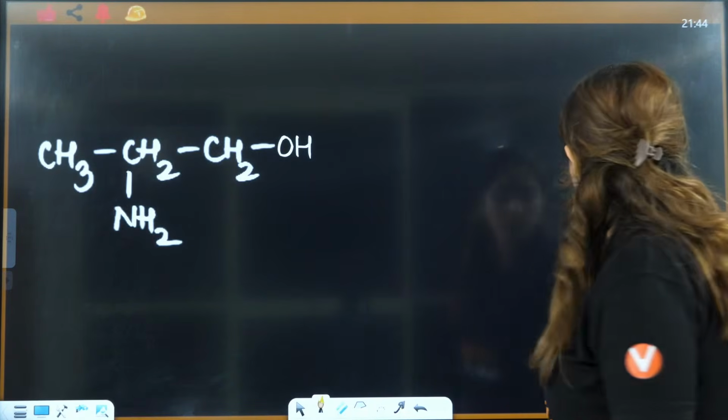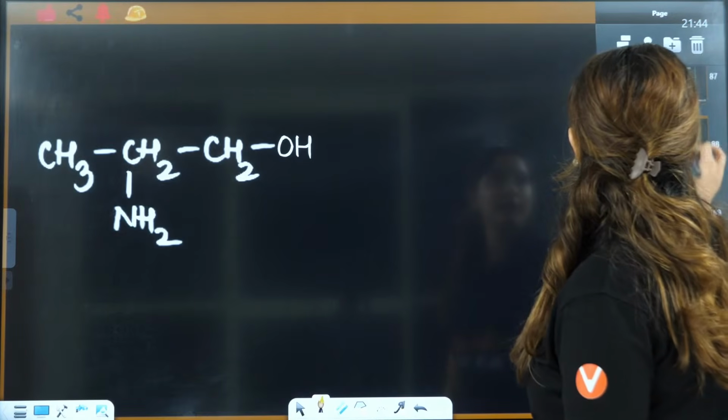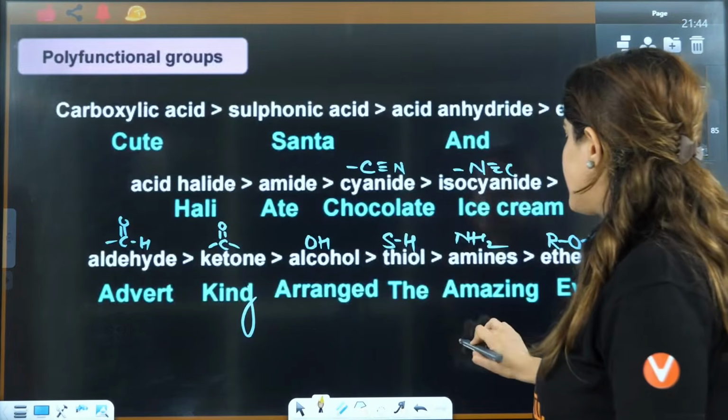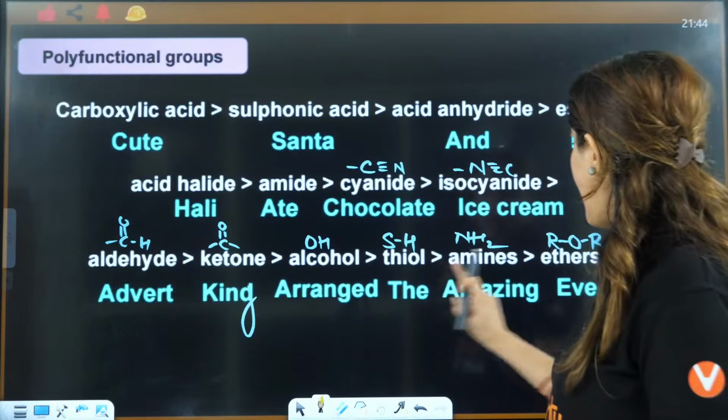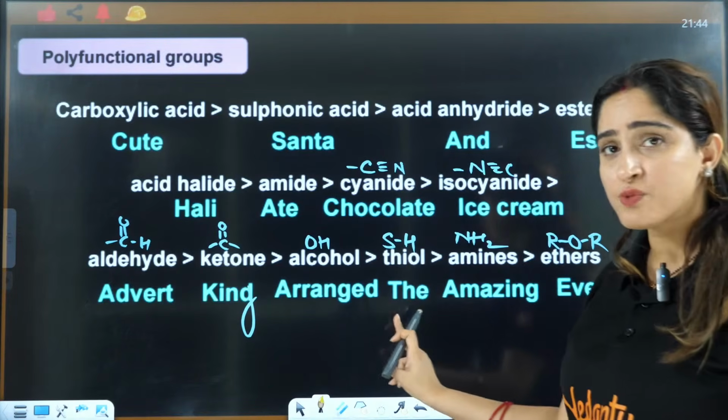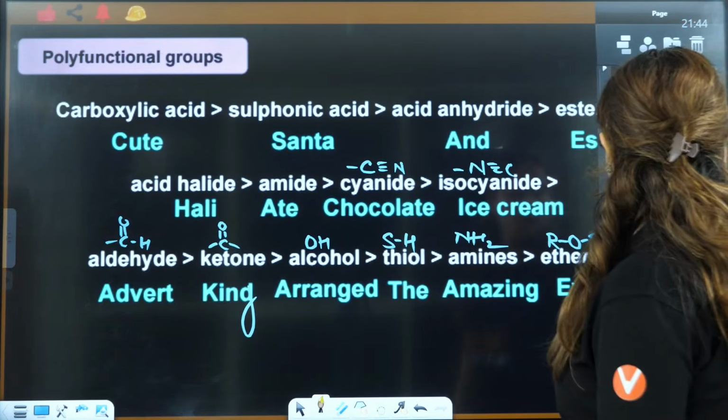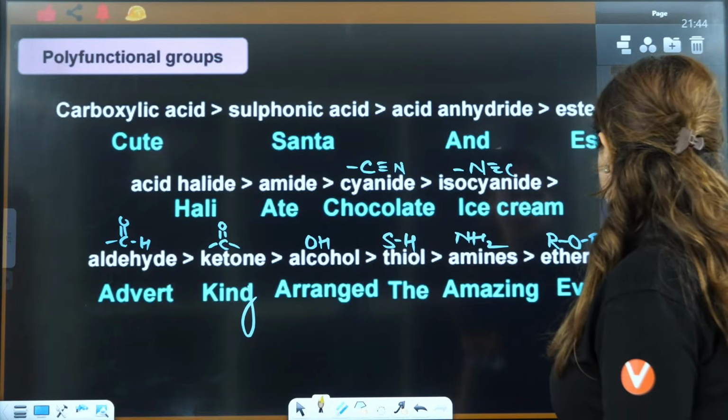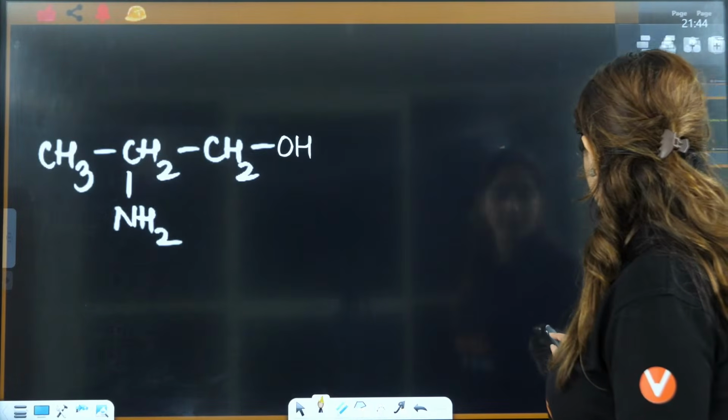Which one will be more priority? We have seen the priority list here. This is alcohol and this is amine. So alcohol has more priority, right? So that also you should remember. Single bond, in between single bond also which has a more priority.